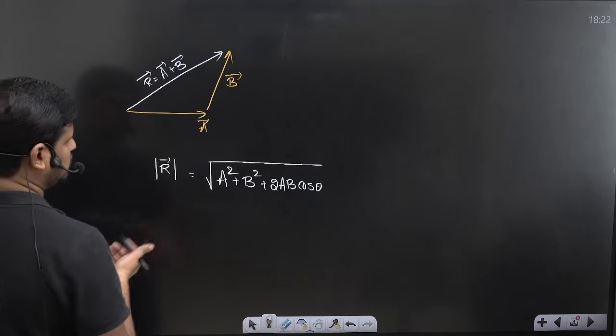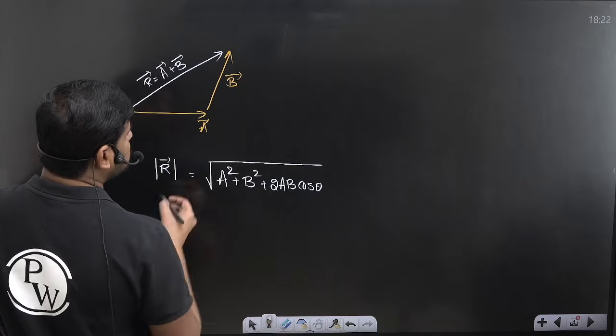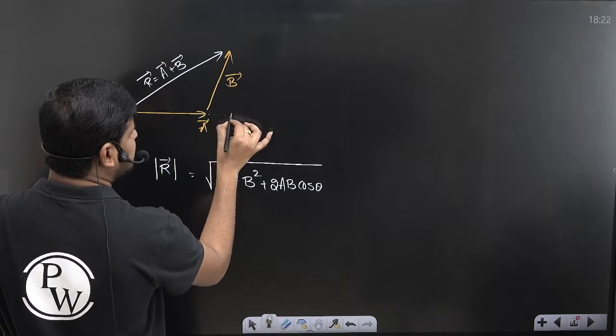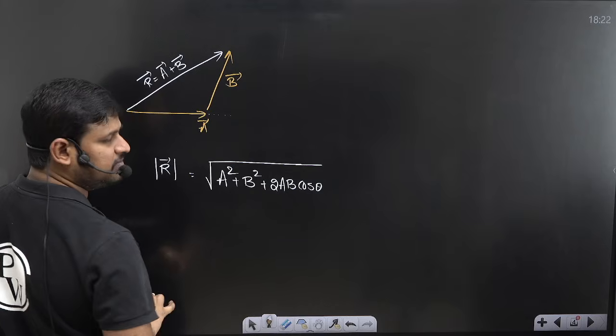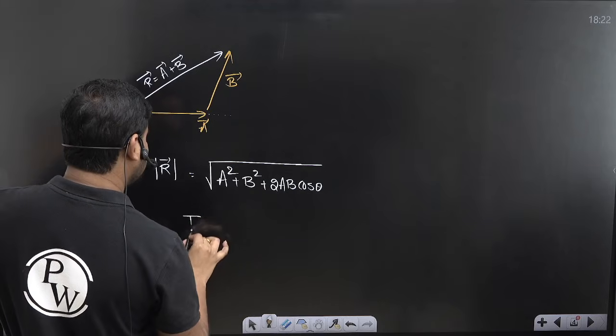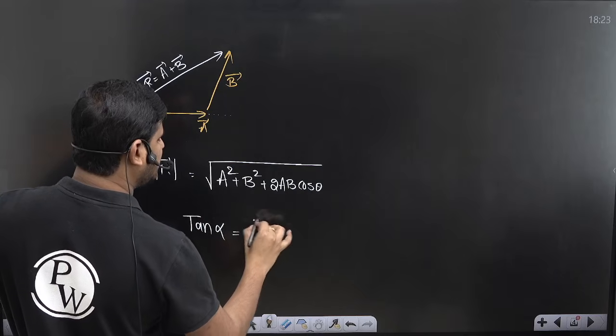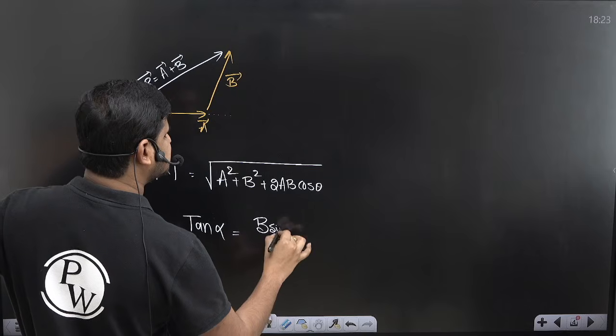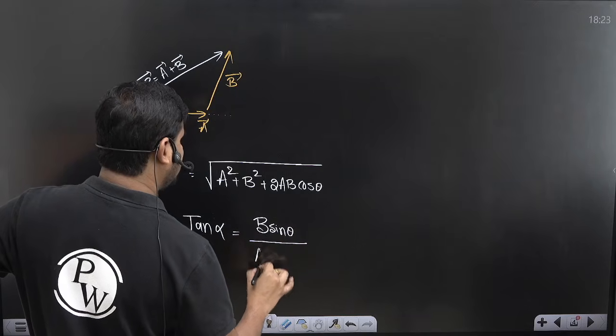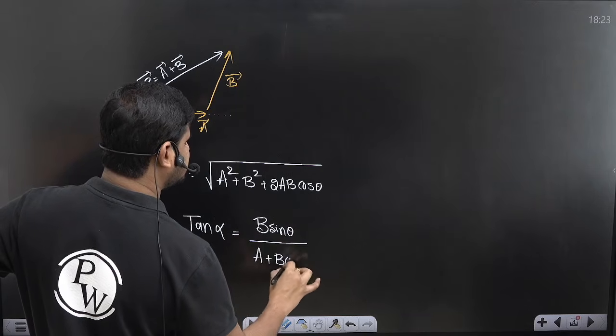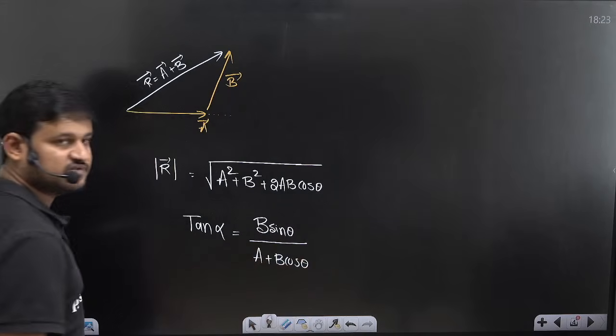Okay, chalo. If theta is the angle between the two vectors, then again we can write tan alpha is going to be B sin theta by A plus B cos theta. This will give the direction.